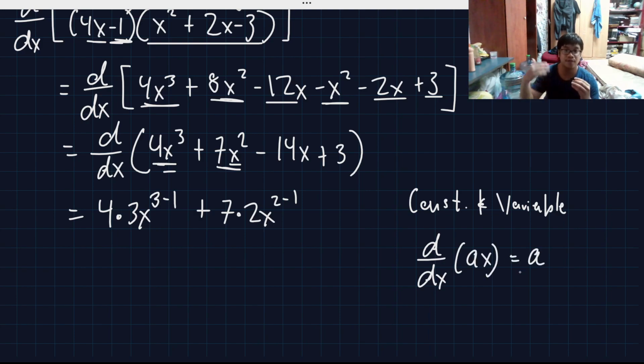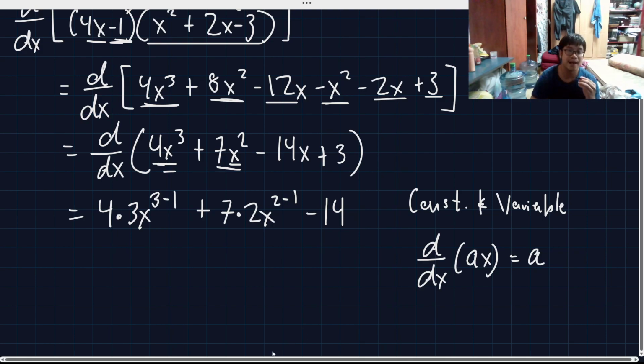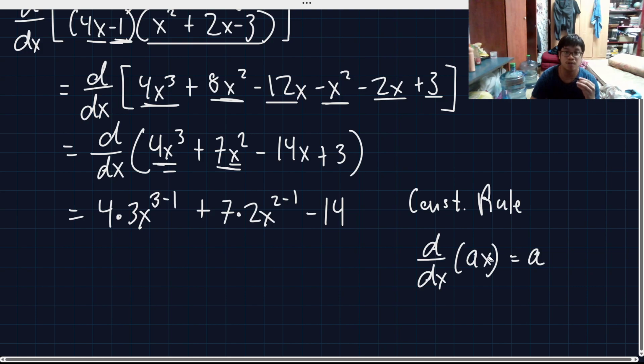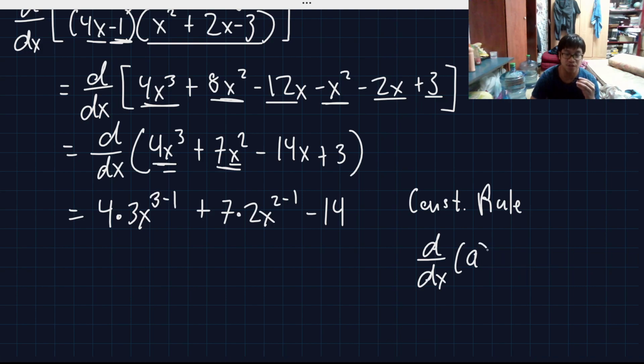The derivative of ax is a. So therefore, if we're going to get the derivative of negative 14x, our answer here is negative 14, right? And lastly, we're going to get the derivative of a constant term, which is 3. So remember that if you're going to get the derivative of a constant term, the answer here would be 0. That's according to the constant rule of differentiation.